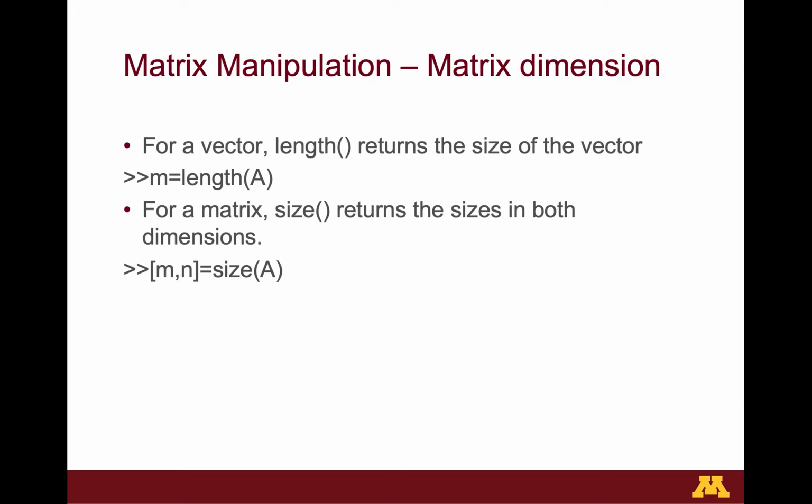And for measuring the dimension of matrix or vector, we can use length and size. For a vector, length returns the size of the vector, for example, m = length(A). For a matrix, size returns the sizes in both dimensions of a matrix. And we can use [m, n] = size(A). This will return 3 and 3 for the previous A matrix with the size of 3 by 3.